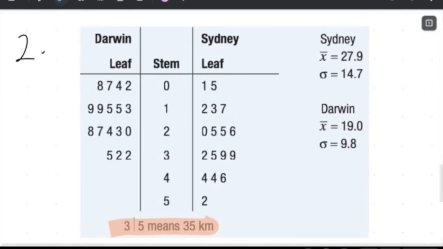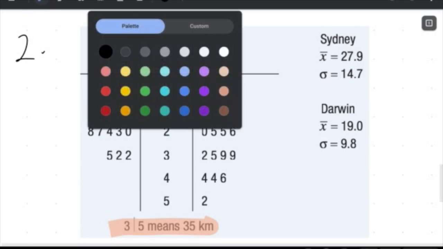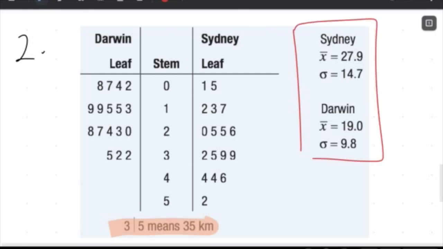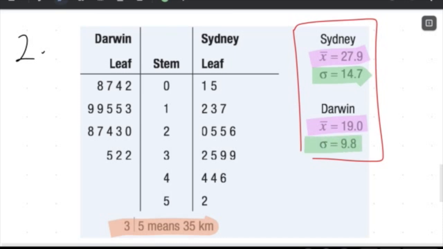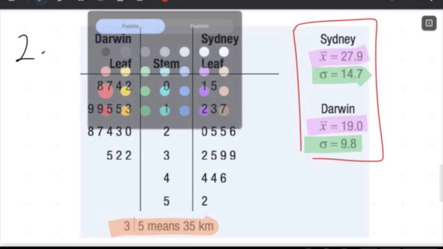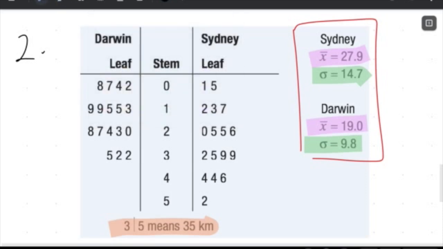Now, we're given on this side some data values here. We're given a mean distance for Sydney, a mean distance for Darwin, and we're given a standard deviation here and here for both cities. What this is going to allow us to do, now that we have the mean and the standard deviation, is comment on the distribution and spread of the data.